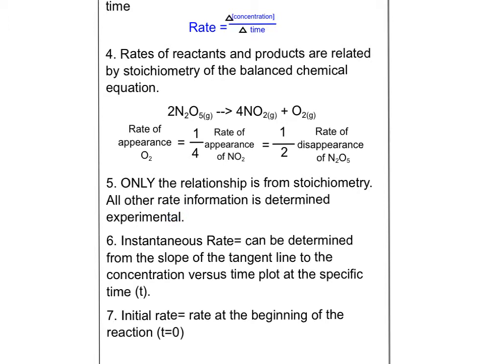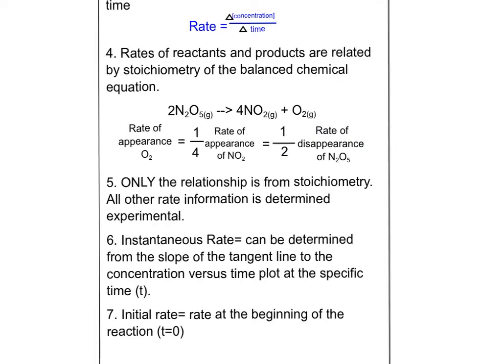Any other rate information, like what is the rate of appearance of one of those things, we have to just determine by experiment. So yes, once we know one, we can figure out the other things in the equation, but to actually figure out that first one for the first time, what is the rate of disappearance or what is the rate of appearance, we have to do an experiment.